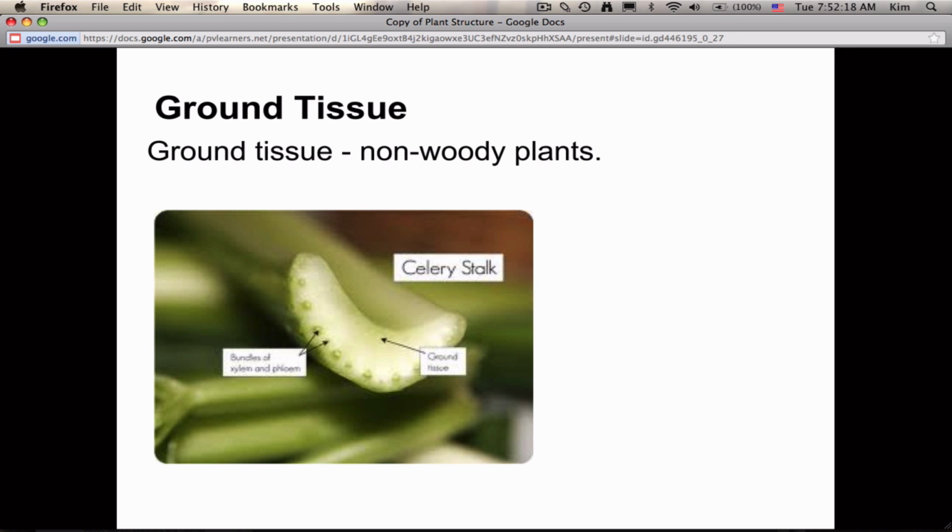But we also have ground tissue, and ground tissue is in non-woody plants. So this is going to be, you know, your flowers and your garden plants and things like that. It has ground tissue. So if you look at this celery stalk, you can see these little dots right here. These are the xylem and the phloem. But in here, this white part, this is ground tissue. So this just makes up the rest of the plant material. And ground tissue is really there to protect the xylem and the phloem.